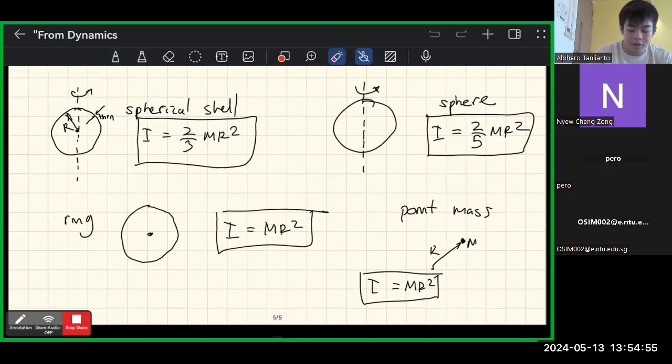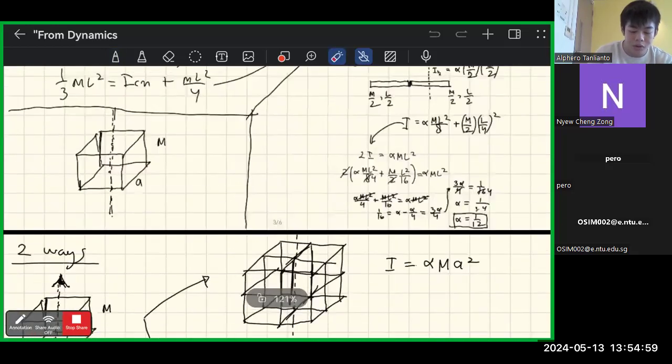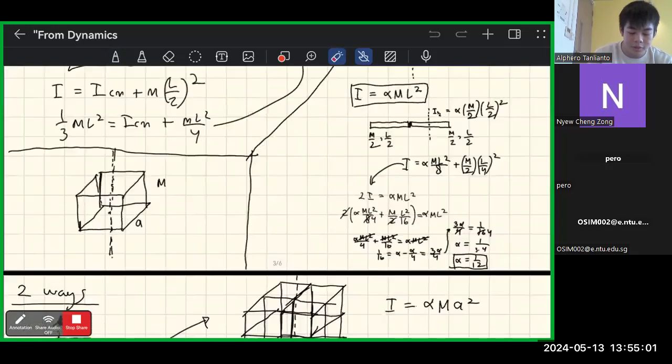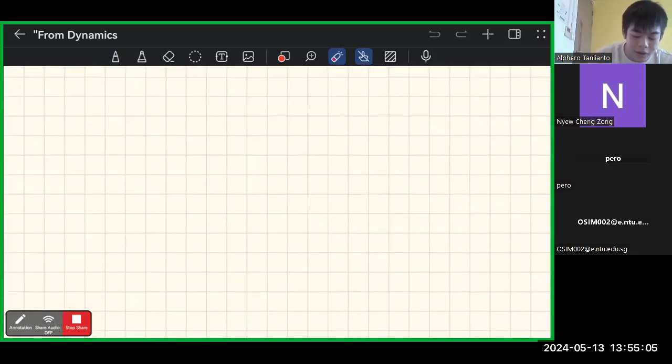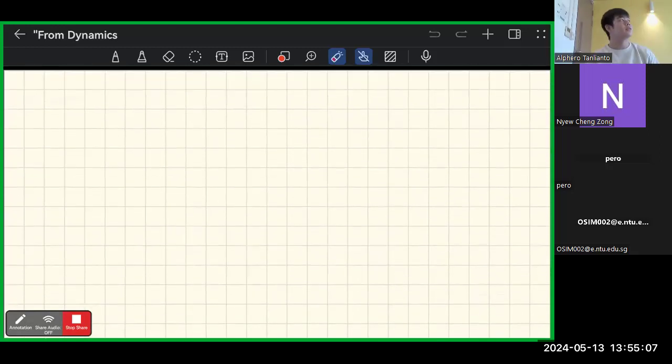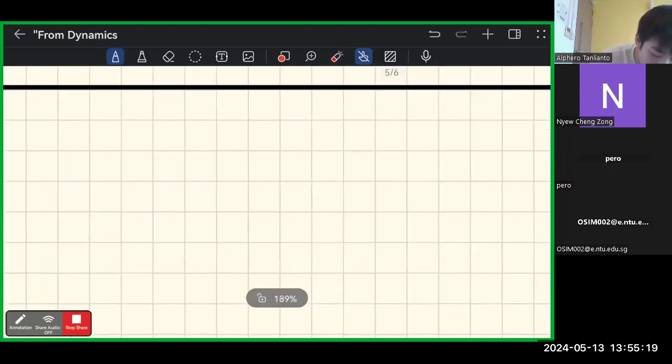And I think that's enough for the moment of inertia. Now we'll continue on this rotational dynamics problem. There are two common types. As I saw from the past year paper, there are only two common types of problem in rotational dynamics, and the first is pulleys.